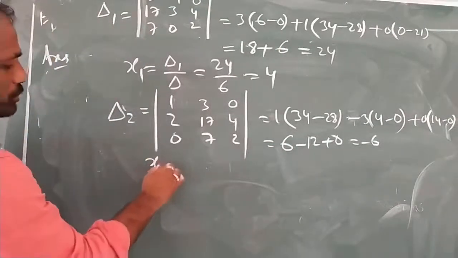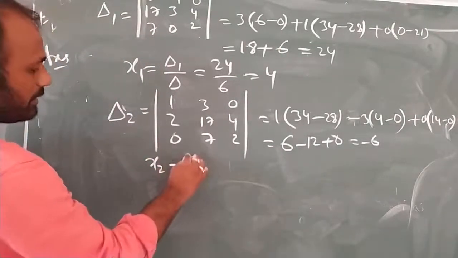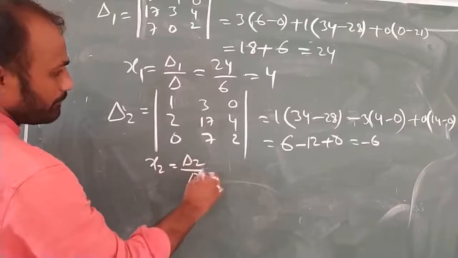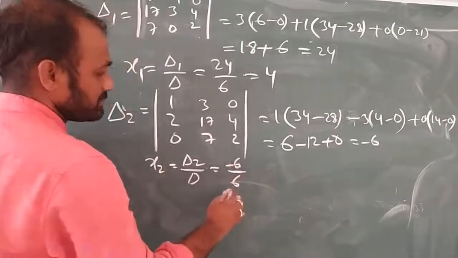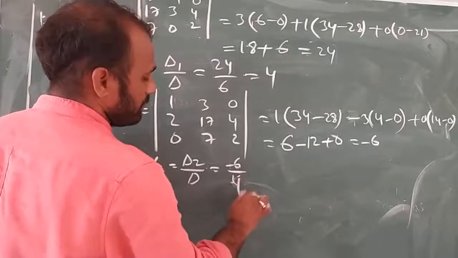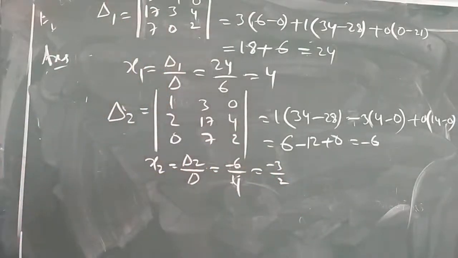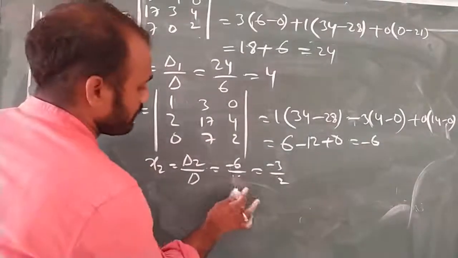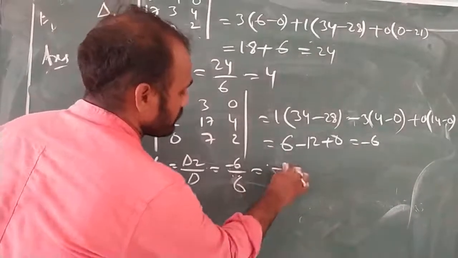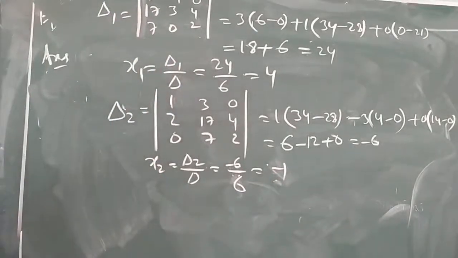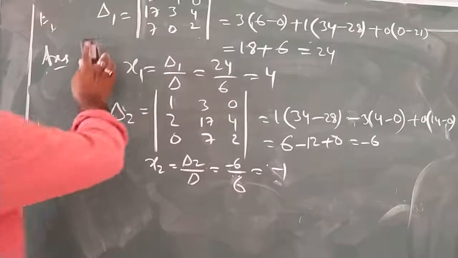So x2 is delta 2 by delta, which is minus 6 by 6, minus 6 by 4, but minus 3 by 2. So the second value is minus 6 by 6, which will be minus 1. This is the x2 value. Next, coming to the x3 value.